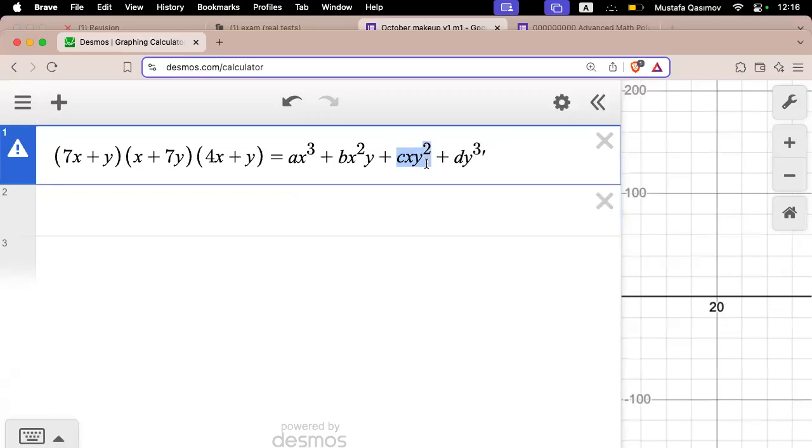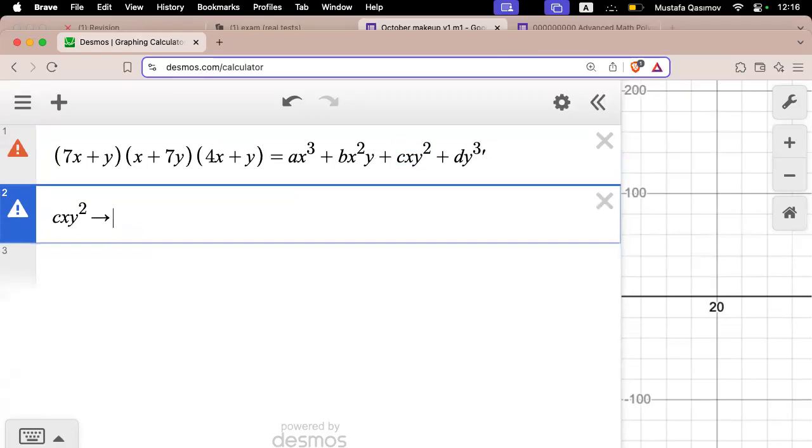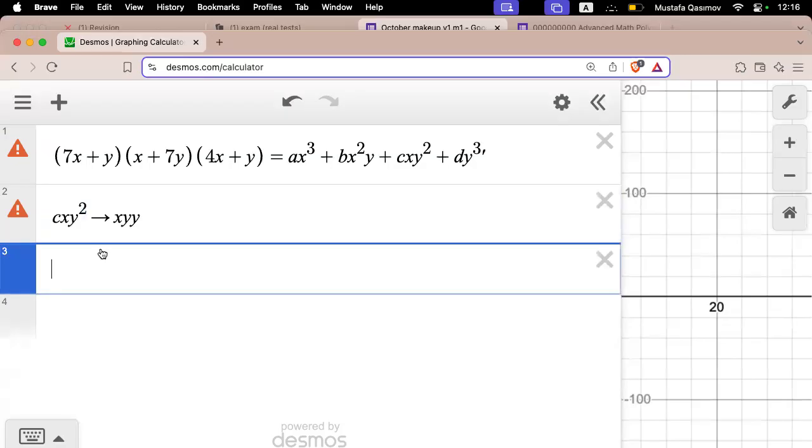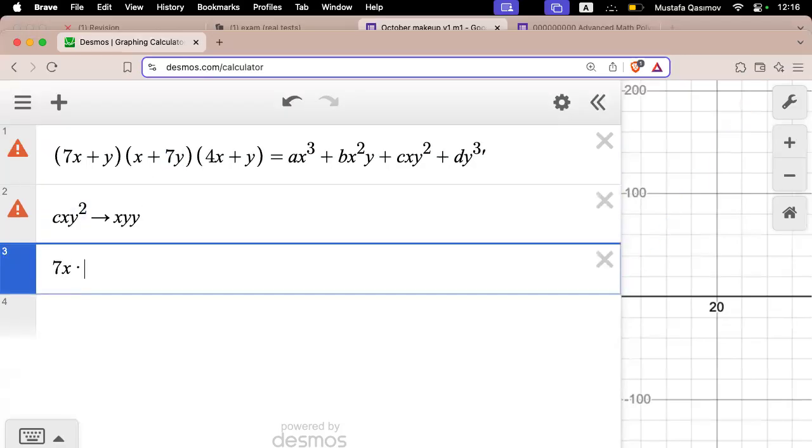It asks about cxy square, right? How can we get cxy square from here? We have to multiply 1x and 2y, right? Then we will get xy square. So it can be 7x, that's right. It can be here 7y, and another y, like that.